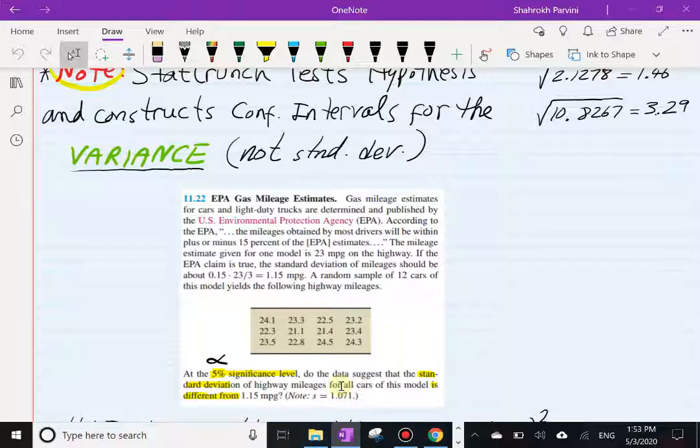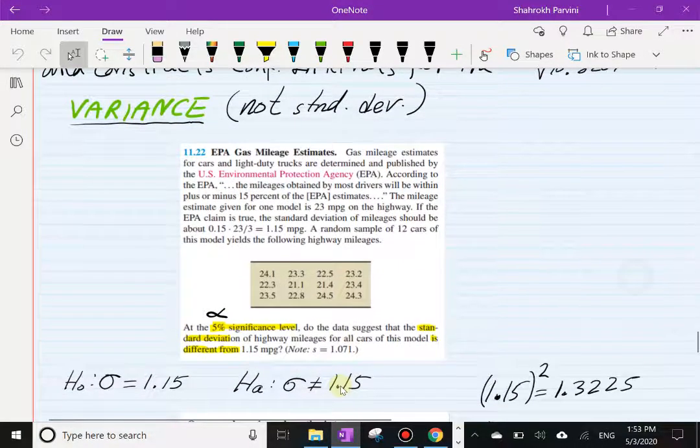Okay, so I went ahead and wrote down the specifics of this one. The null hypothesis says that everything is fine. They're within the EPA guidelines, right? The mileages. And the question it's asking is, can we conclude, or does the data suggest the standard deviation is different from 1.15? Well, different from means not equal to, right? If they're the same, it's equal. The null says no, it's the same. They're not different from the hypothesized value. The alternative says no, they're different from what they should be.